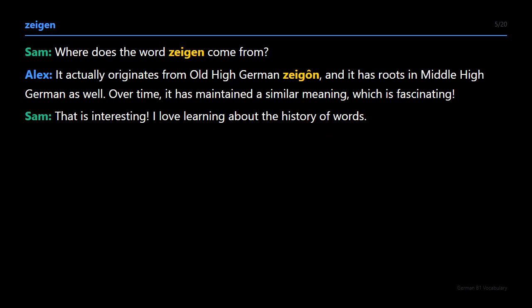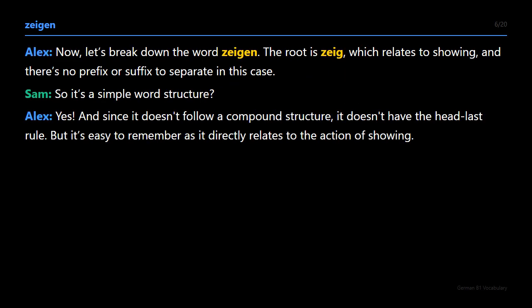Now, let's break down the word zeigen. The root is zeig, which relates to showing, and there's no prefix or suffix to separate in this case. So it's a simple word structure. Yes. And since it doesn't follow a compound structure, it doesn't have the head-last rule. But it's easy to remember as it directly relates to the action of showing.